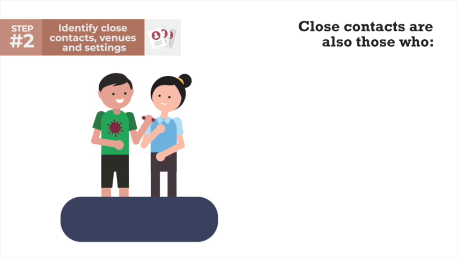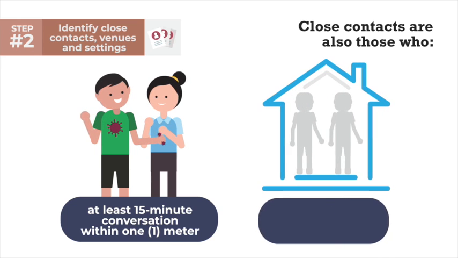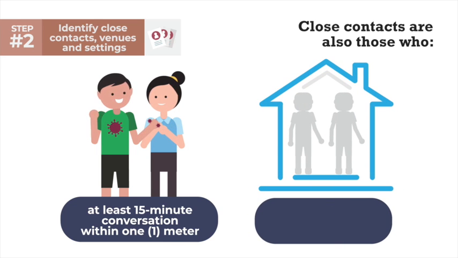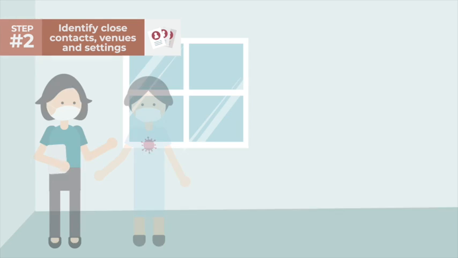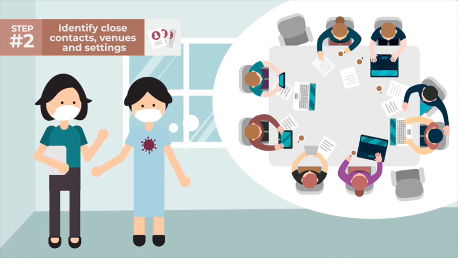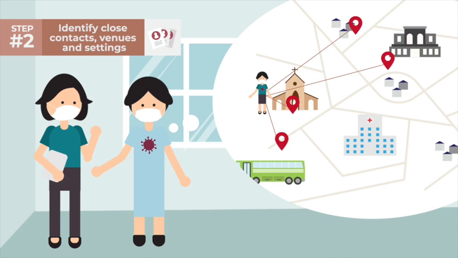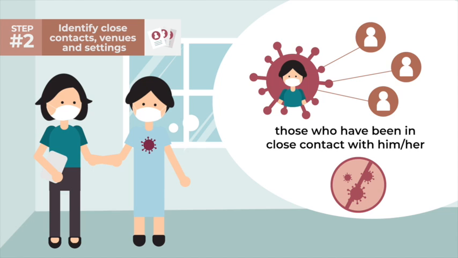Individuals who had direct contact with a person with COVID-19 for at least a 15-minute conversation within 1 meter from the patient, or who shared an enclosed space for a minimum of 2 hours with the patient. In contact tracing, we ask the person with COVID-19 or someone who may have COVID-19 about his or her activities and social gatherings attended, the settings and places visited, and those who have been in close contact with him or her from 2 days before the onset of symptoms until the patient had a negative result in a repeat test.